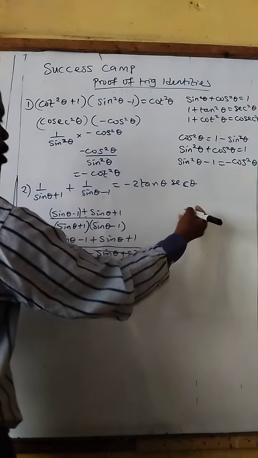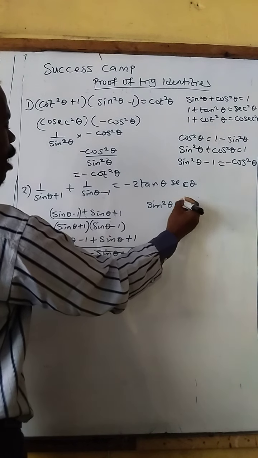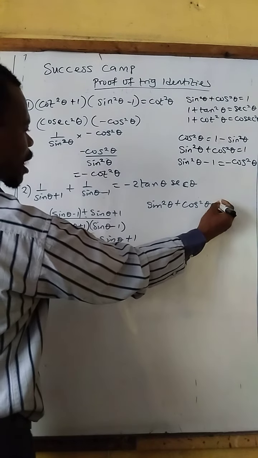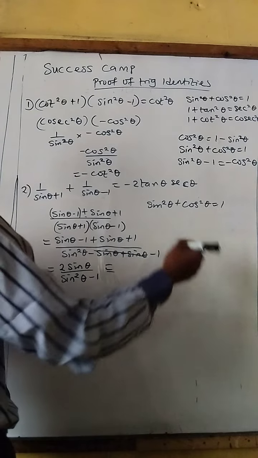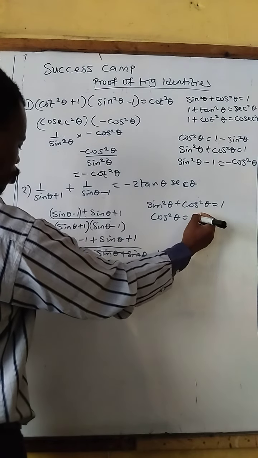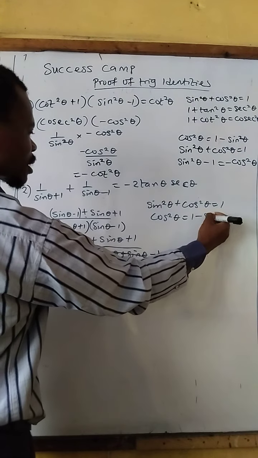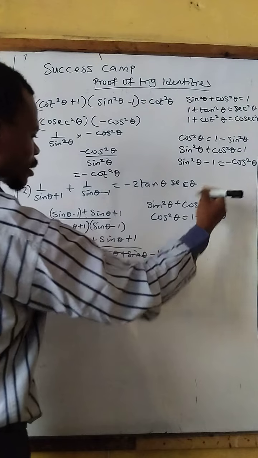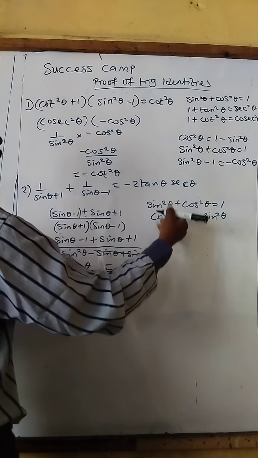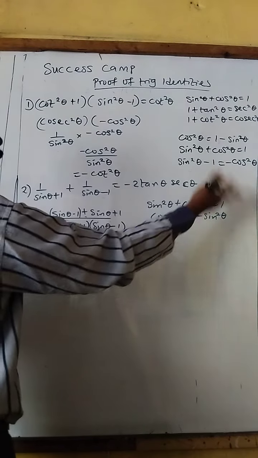What is sine squared theta minus 1? Remember that sine squared theta plus cos squared theta is equal to 1, right? So making cos squared theta the subject of the formula, cos squared theta will be equal to 1 minus sine squared theta. If you want to change it the other way, you are bringing cos squared theta to this side, and then you are taking this one here.